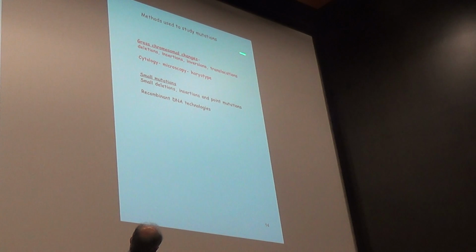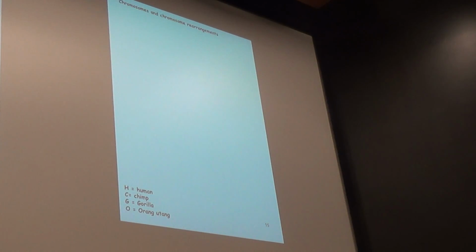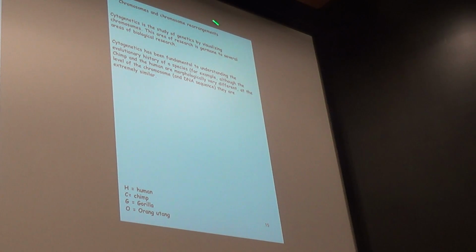And so we're going to walk our way through. We first focus on these gross chromosomal changes. This is chapter 13 in the 4th edition. And we'll work our way through this, and then we'll move on to the small mutations, which I believe is chapter 7 and chapter 9. Okay. So cytogenetics is the study of genetics by visualizing chromosomes, and that's what you use when you're looking at gross changes.